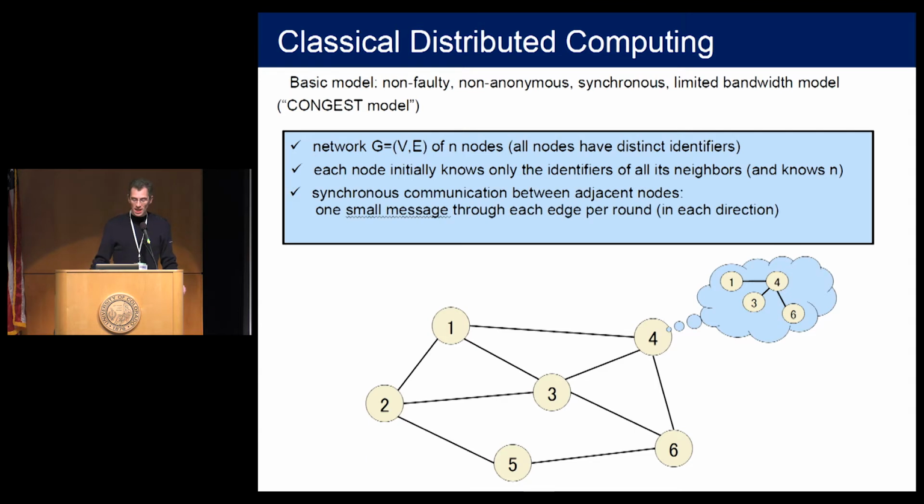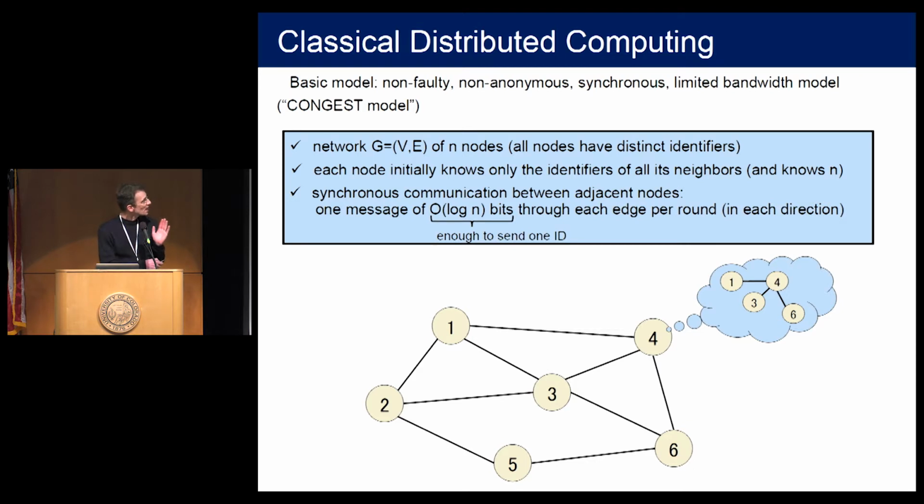And we assume that communication is synchronous between adjacent nodes. So communication proceeds round by round, and at each round you can send one small message through each edge. Okay? Small message, what's the meaning of this? So there are several conventions. We will use the most standard one. That is, we assume that you can send one message of size at most log n bits. Why log n? Because log n is exactly what you need in order to send one ID.